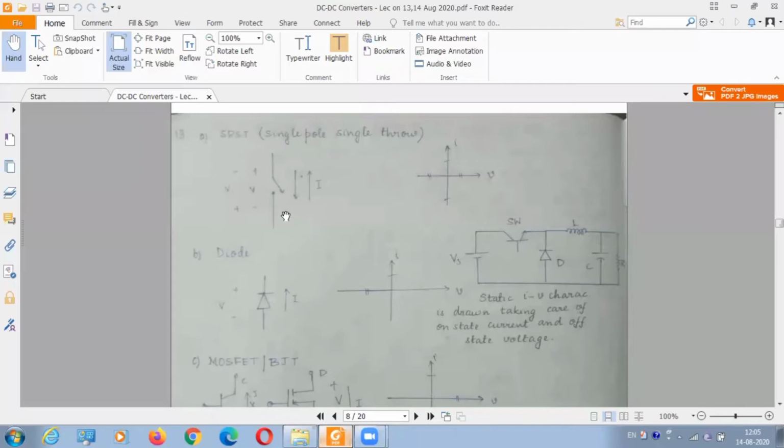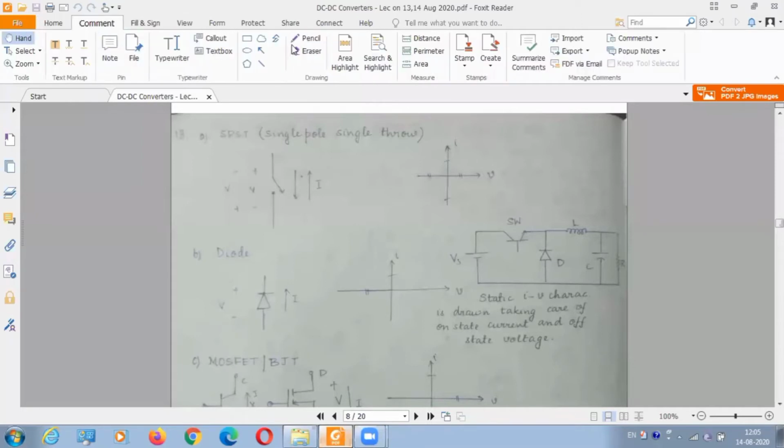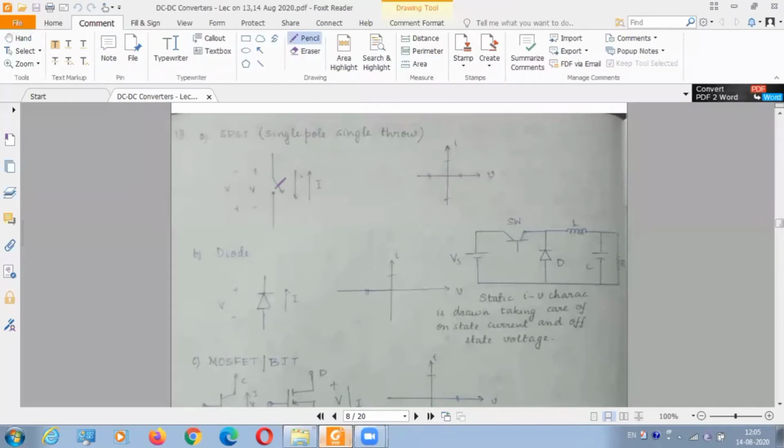Suppose we are taking a single pole single throw switch, right? Only one pole, meaning one fixed point over here, and one throw. It can be either closed or open. Single pole single throw switch, one throw only.